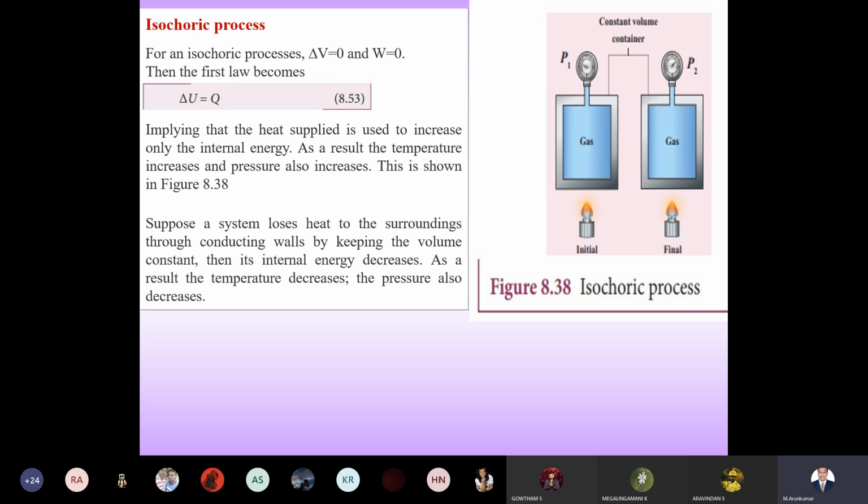So if you provide heat to the system, the internal energy will increase, and if you release the heat energy, then internal energy will decrease. So internal energy is directly proportional to Q. If you increase the heat, we have increased internal energy. If you decrease the heat, we have decreased internal energy, because the two terms are directly proportional.